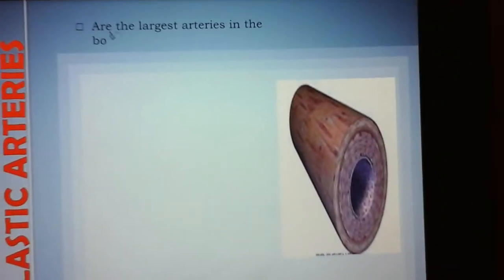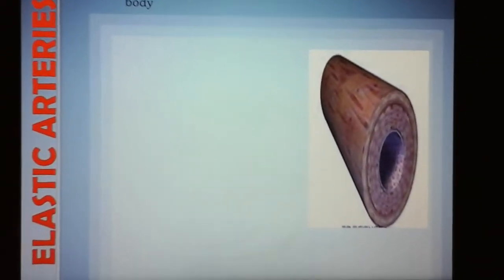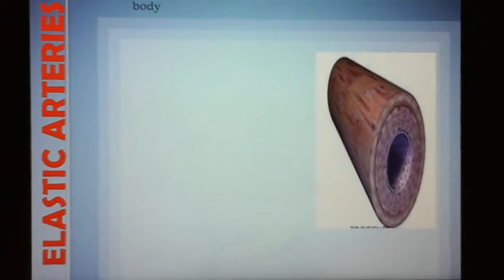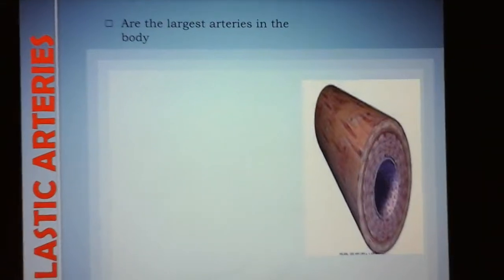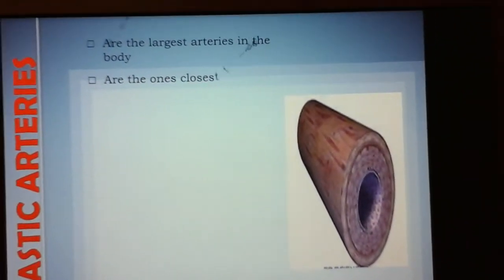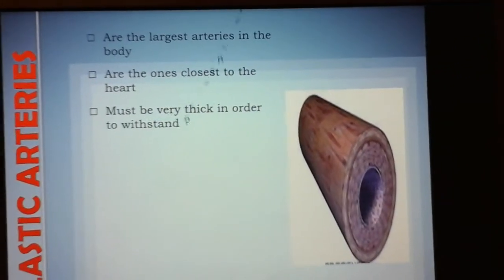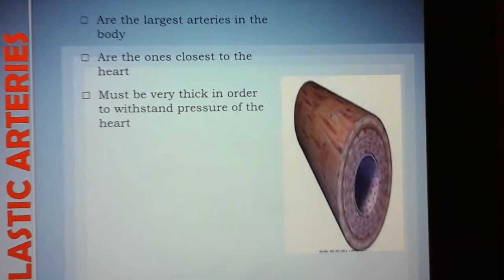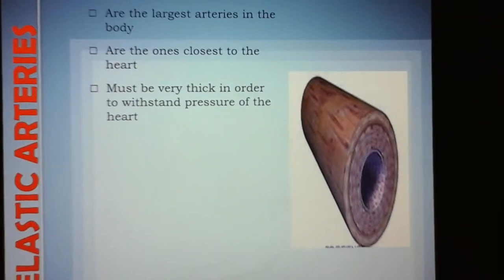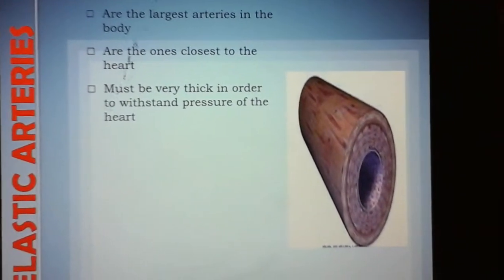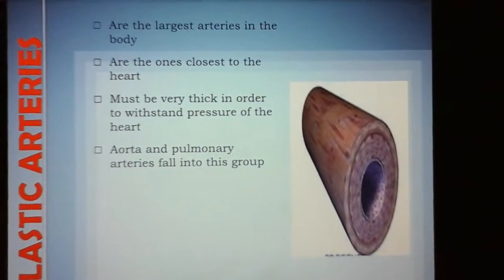So these, like I said, are the largest arteries you have in your body. These are going to be the ones that are closest to the heart. So they have to be thick because they're under a lot of pressure as that blood shoots out of your heart. So the aorta is one of these. The pulmonary arteries are examples of these. And they have to be really thick, because if these guys weren't thick, the moment your ventricles shut and the blood pushed through them, they would be under such high pressure that they would explode.